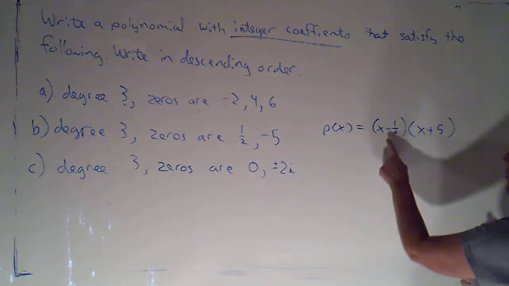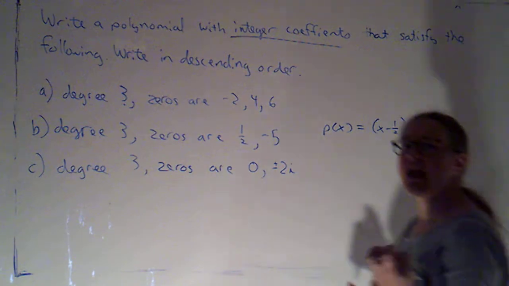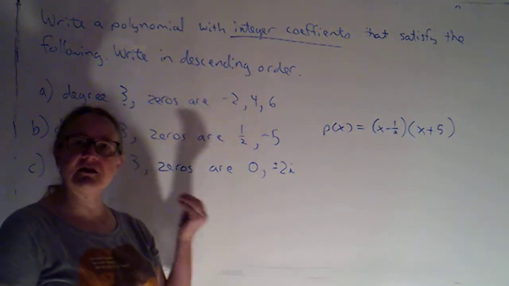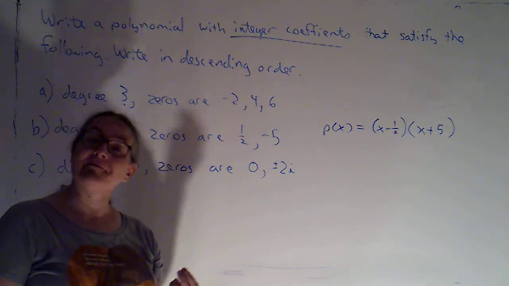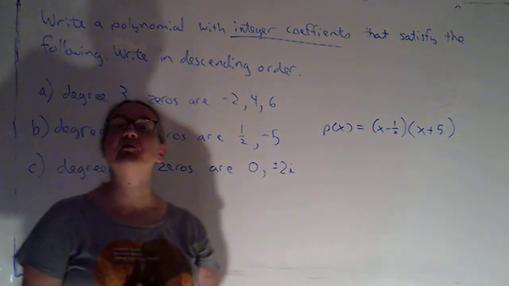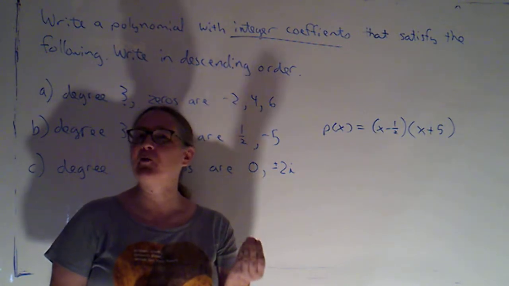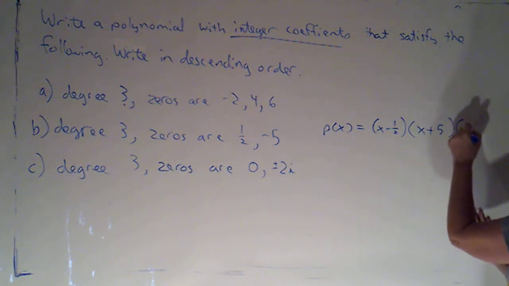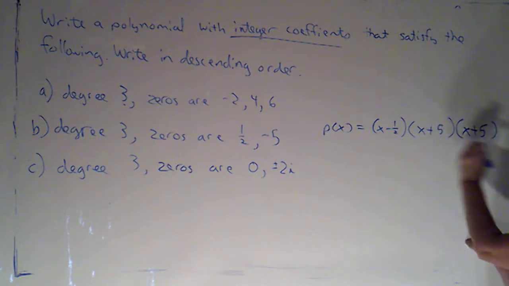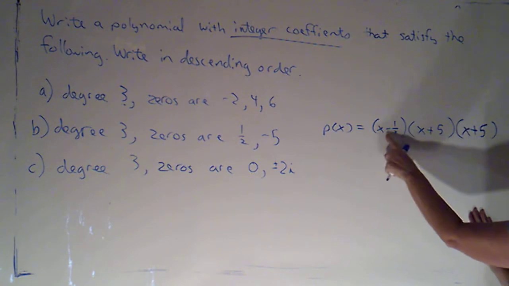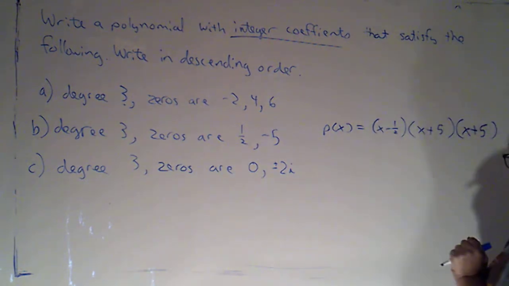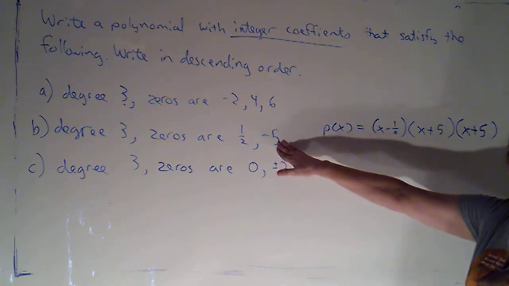So I know in order to get to degree 3, I'm going to need to have a third factor with an x in it, but I can't introduce any additional zeros. What I'm going to have is that one of these zeros will be repeated. It's going to have a multiplicity of 2. I think my simpler factor was x plus 5, so I'm just going to introduce a second factor of x plus 5. Now, 3 factors with an x, it's going to be degree 3, but I still only have 2 zeros. It's just that the negative 5 now has multiplicity 2.